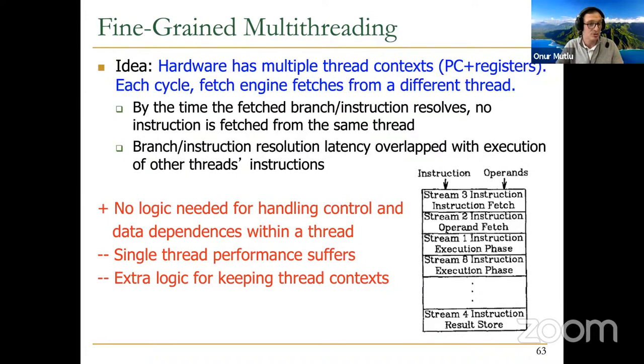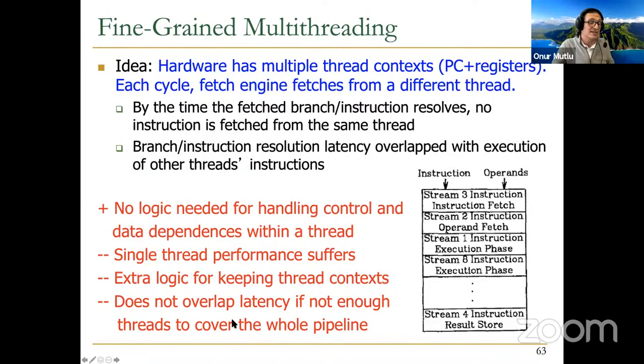You need to have multiplexers to decide which program counter and which registers to use, of course. And also the downside is it doesn't overlap the latency if not enough threads exist to cover the whole pipeline. So if your pipeline is, let's say, 30 cycles, and if you have only 10 threads, well, you're not going to be able to fill your pipeline if you're fetching from one thread every cycle, basically.